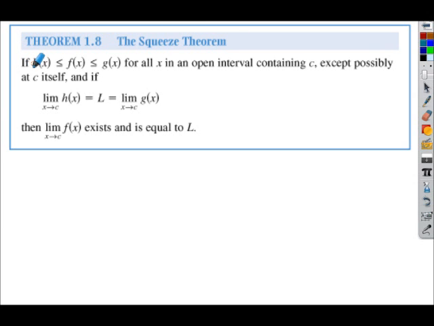If h of x is less than or equal to f of x, which is less than or equal to g of x. Just remember that anytime you see function notation, it's basically just saying y values. So all this is saying is the y values of this function are always less than or equal to the y values of this one, and both of these are always less than or equal to this one. So let's look at it graphically. It'll make more sense.